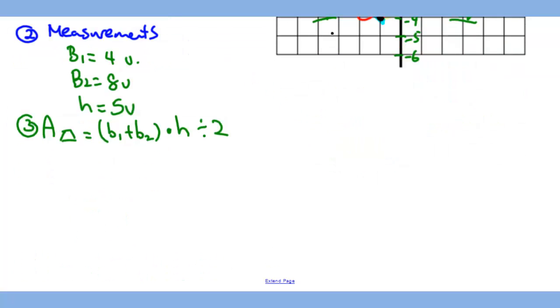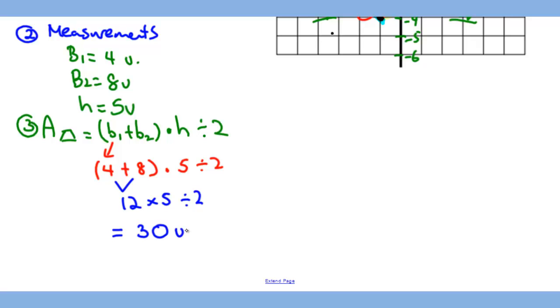Now all we need is to substitute the numbers into the formula. Base 1 is 4, base 2 is 8 per our measurement. The height is 5, which is an estimation, and it's okay because we don't have the exact numbers. Divided by 2 as our final step. So you have 12 times 5 divided by 2, which will give you a total of 30 as your final answer.